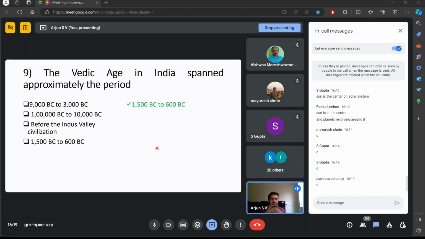The Indus Valley civilization was before the Vedic age, so that is not possible. 1 lakh BC to 10,000 BC is again not possible because humans themselves were not there during that time. The same goes for 9,000 to 3,000 BC as well.